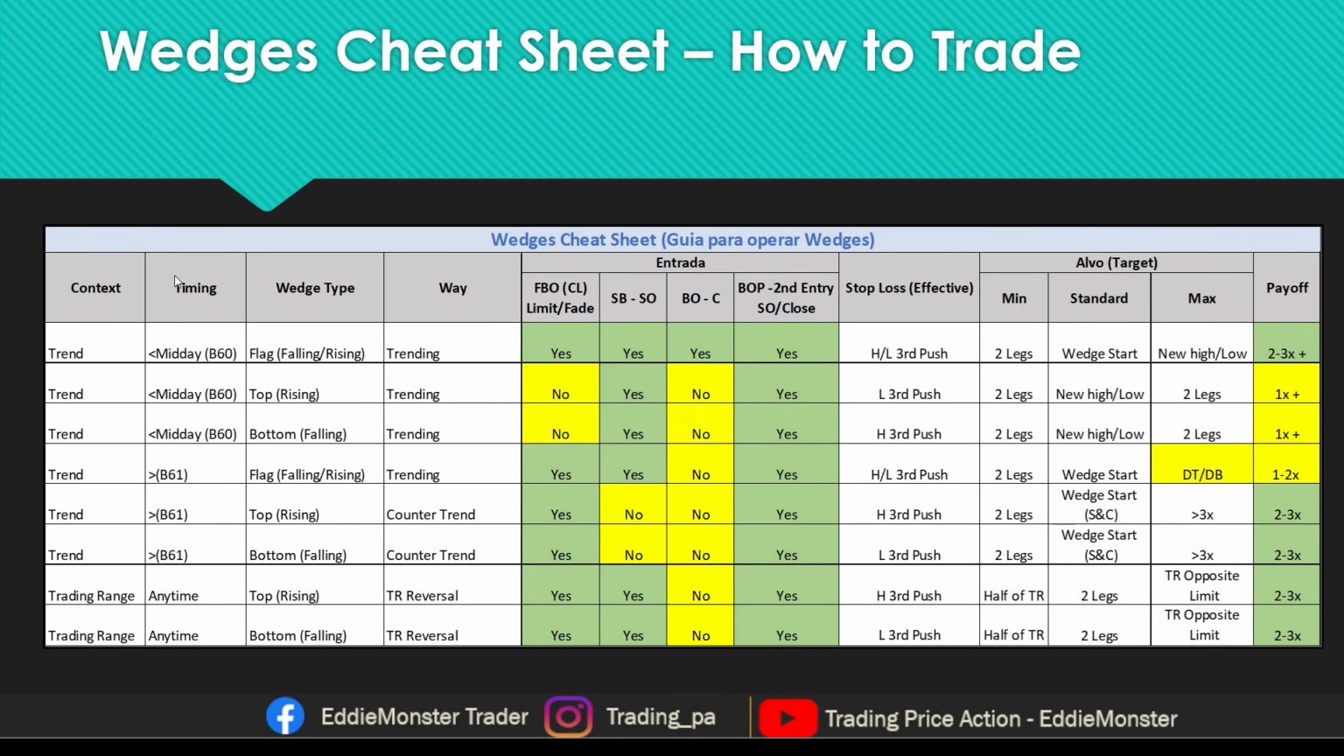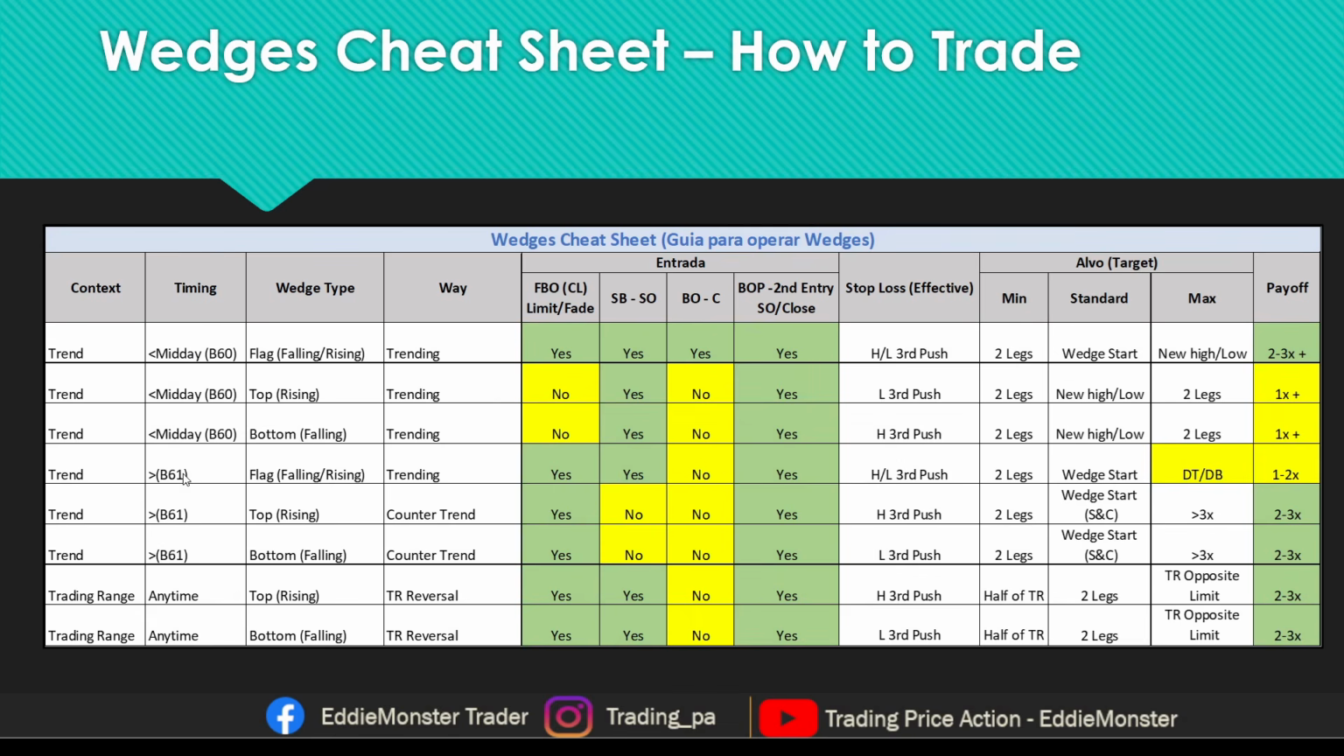The timing. So, what is the timing? This is basically Brazilian futures. We have 113 bars, but when we go to the S&P, we have 80 bars. So midday or early in the morning, before bar 40, we are in a trend. Okay, we have that set.